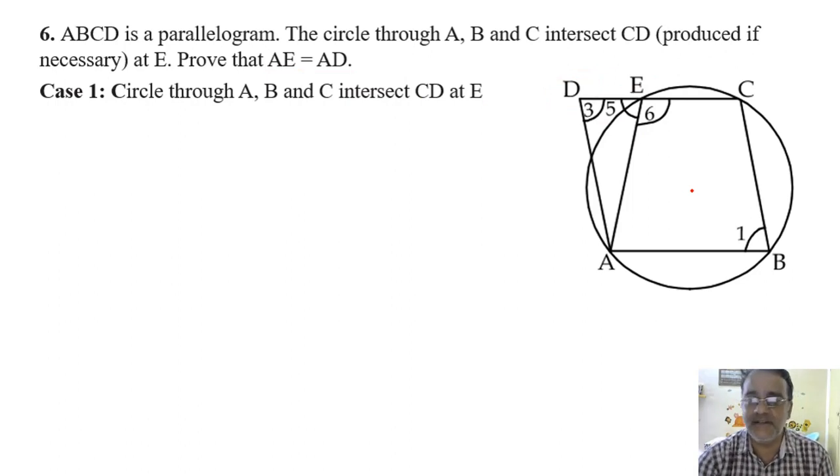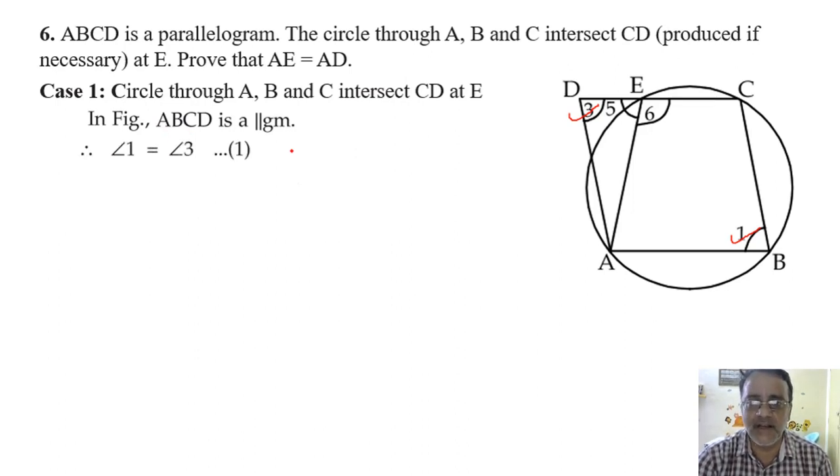So we'll start with ABCD is a parallelogram. What can you say about these two angles? They are equal. Why are they equal? Opposite angles, not sides. Opposite angles of a parallelogram are equal. So we'll start with that step. In the figure, ABCD is a parallelogram, so angle 1 is equal to angle 3. Let it be equation number 1. Reason: opposite angles of a parallelogram.